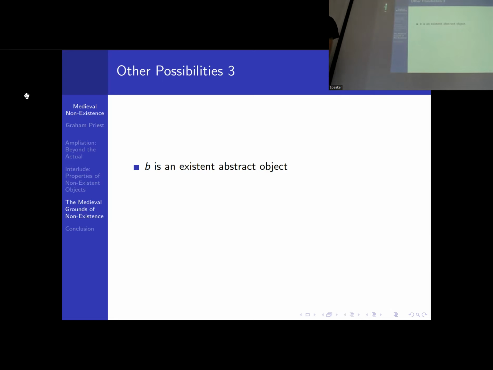So a third possibility is to take the object term to refer to something other than a representation, but nonetheless something that exists. Maybe an abstract fictional entity. Maybe abstract objects can actually be created by writing fictions. I mean, that's a standard possibility. So what does one want to say about this?